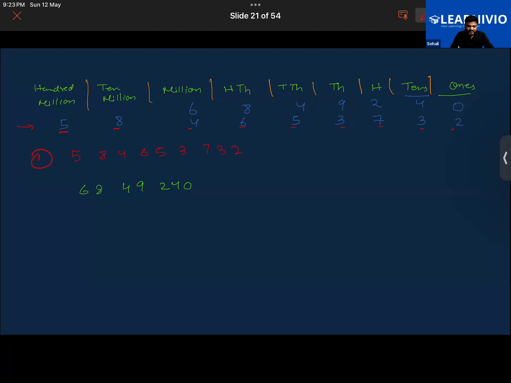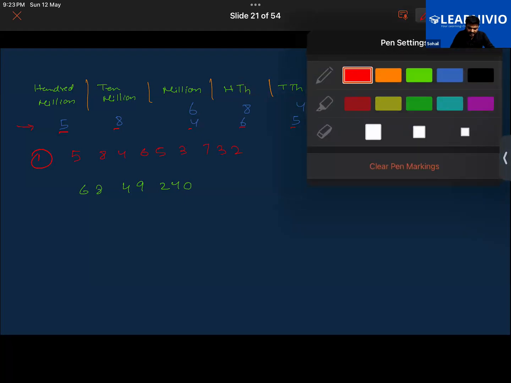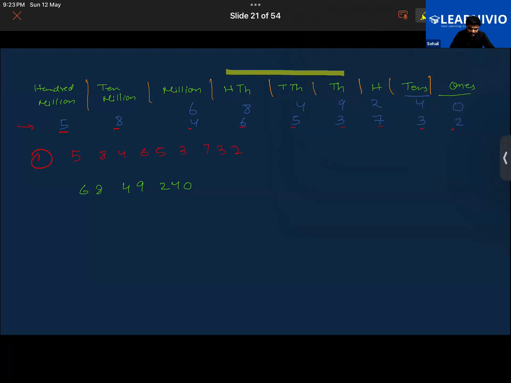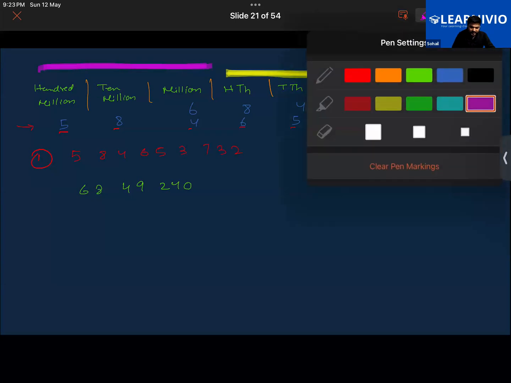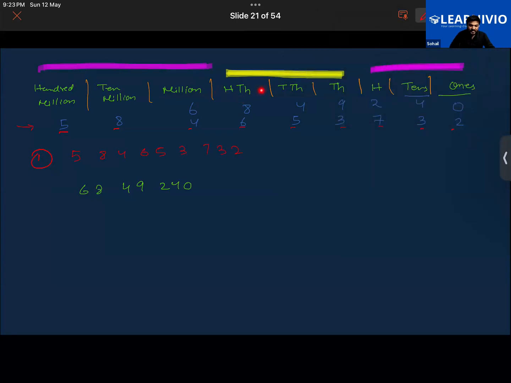This was read as 6,849,000. See, these three belong to the same period. Let me highlight this one for convenience. These three belong to the same period or not? All of them are having 1,000, 10,000, 100,000. These three belong to the ones period, and these three belong to the millions period. Whenever you have a number belonging to the thousands period, it is read as 849,000. It's not read as 800,000, 10,000s, 9,000s.